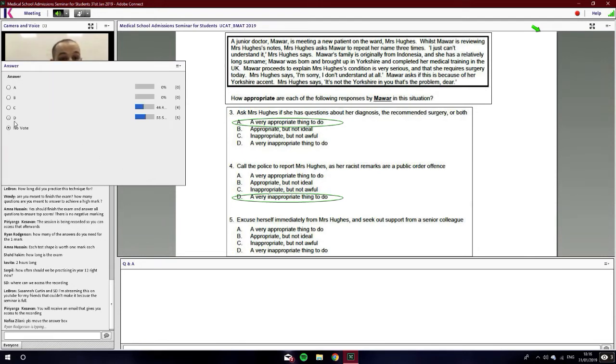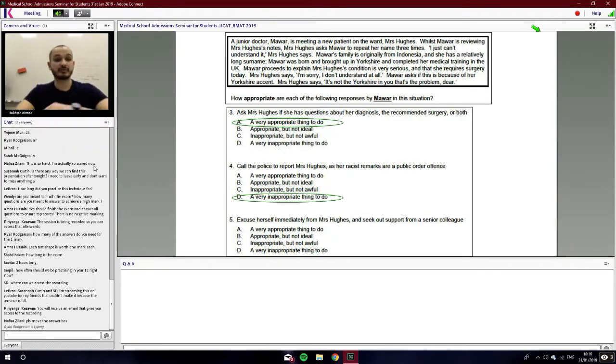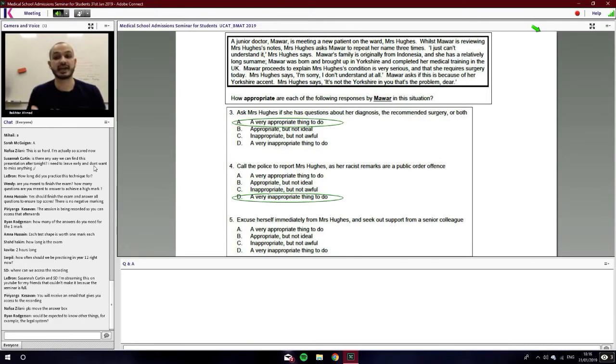And for question number 5, have a go at answering the poll, please. Excuse herself immediately from Mrs. Hughes and seek out support from a senior colleague. And again, well done. Majority of you saying C. So yeah, it is inappropriate, but it's not awful. It's inappropriate because you don't want to just leave the patient there and then. You're there to provide care to the patient. So if you just, because of one comment, leave the patient there, it's not the best thing to do as a doctor.